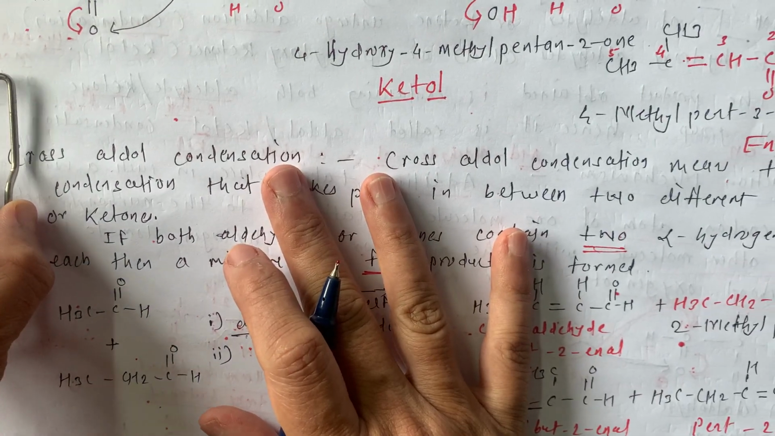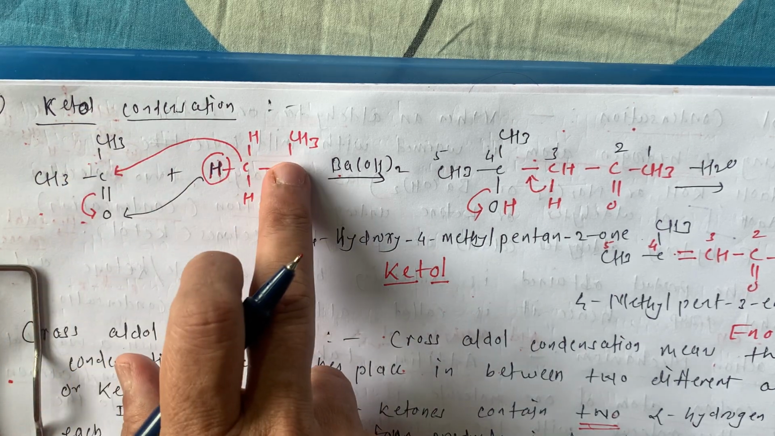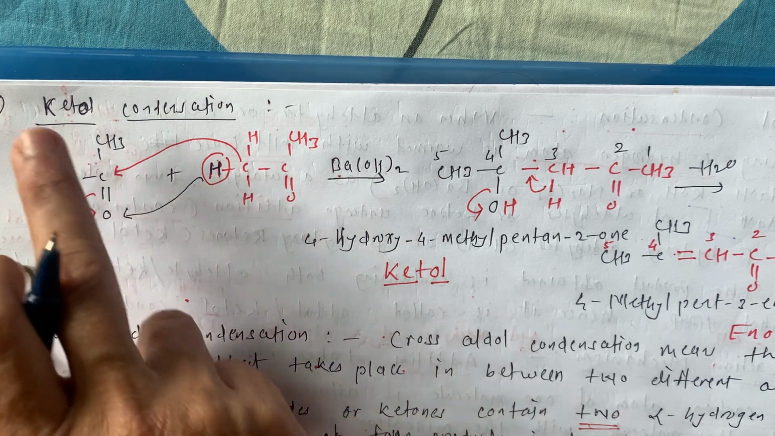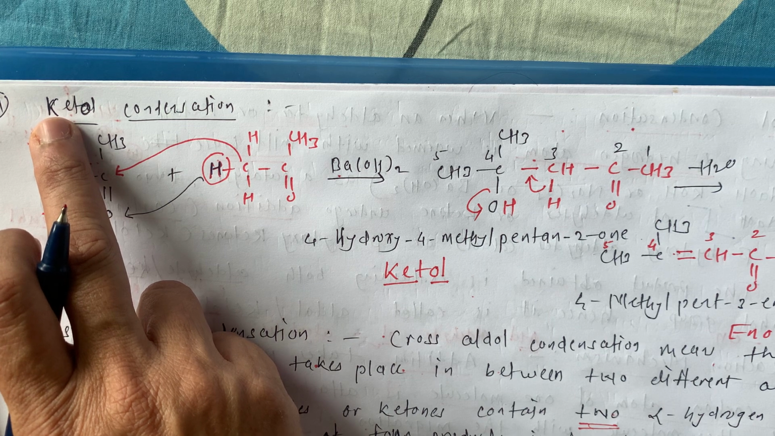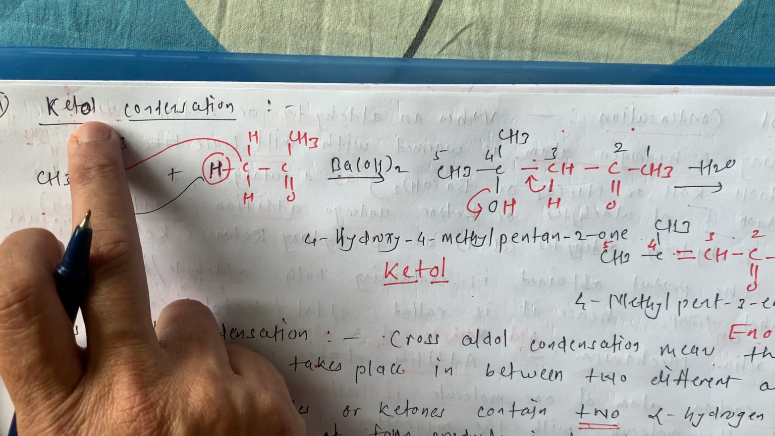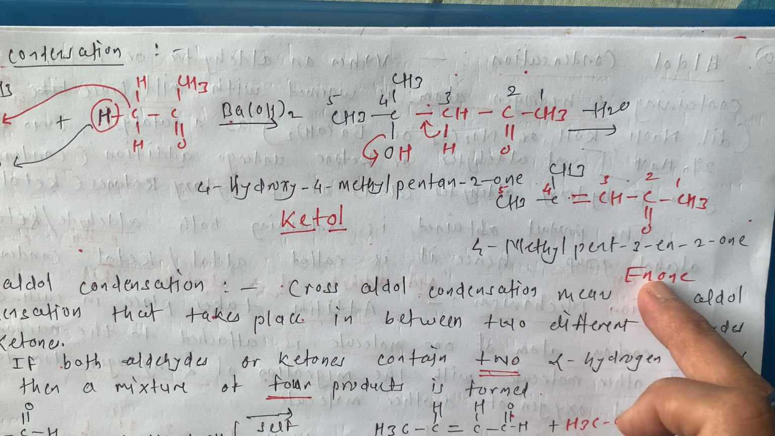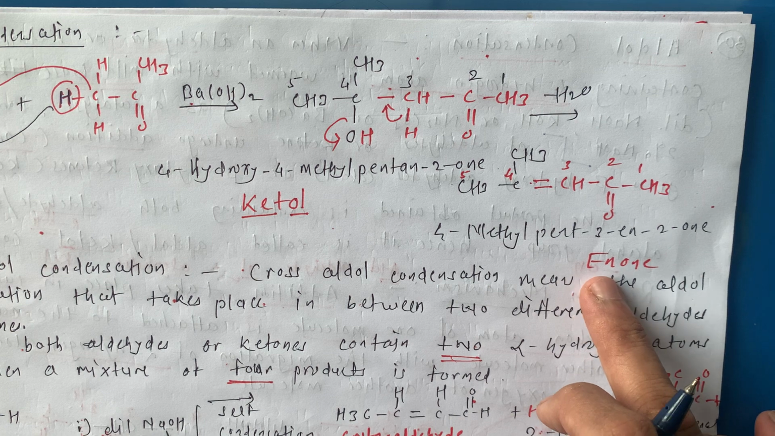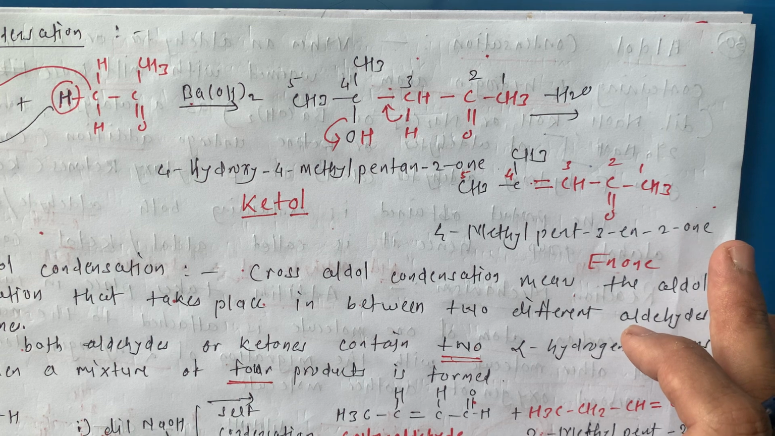Now we are going to see ketone. When two ketone molecules undergo addition or condensation reaction, the product we get is a ketol. Ket stands for the ketonic functional group, and ol stands for the alcoholic functional group. Then when there is elimination, again we get enone, or you may say inone. Both ways it remains the same.